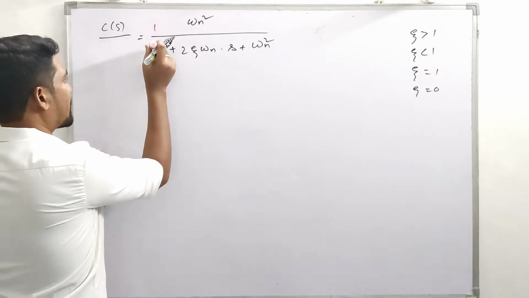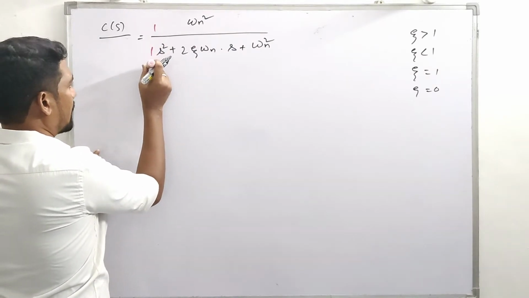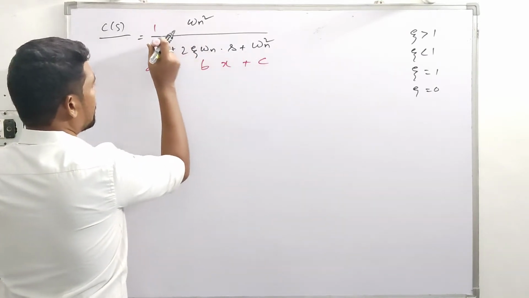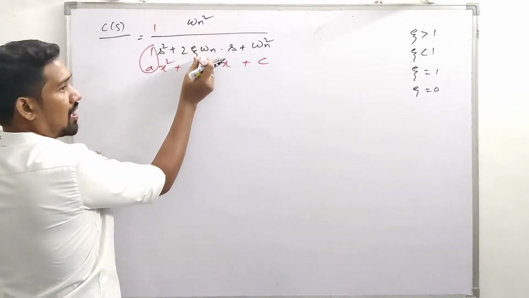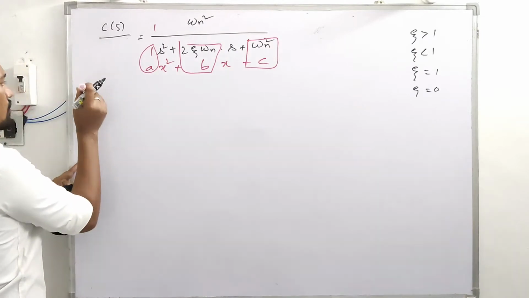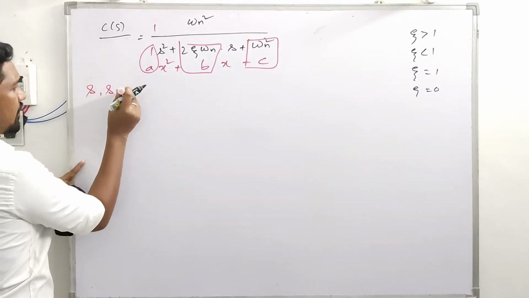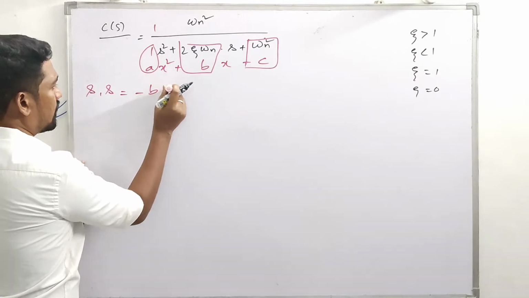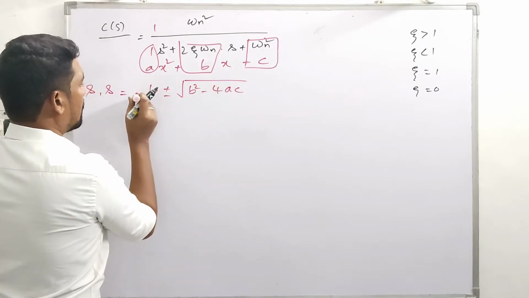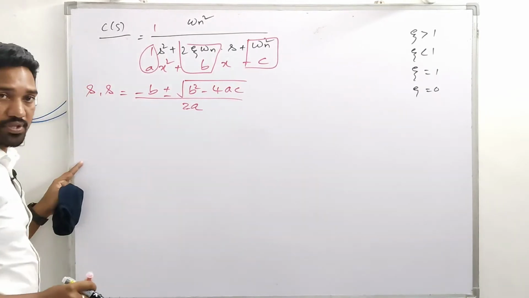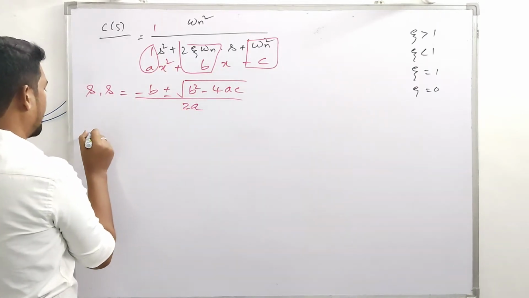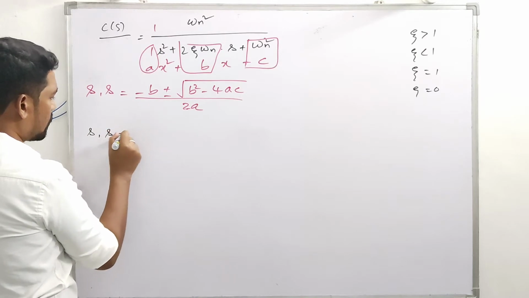All right, and guys, this is a quadratic expression, very much similar to ax square plus bx plus c. So a is 1, 2 times zeta omega n is the b value, and this is our c value. So what do we have? 2 roots for the quadratic expression, which is minus b plus or minus under root b square minus 4ac upon 2a, isn't it? So this is expression 2. Plugging in the values of a and b, what do we have? 2 roots.